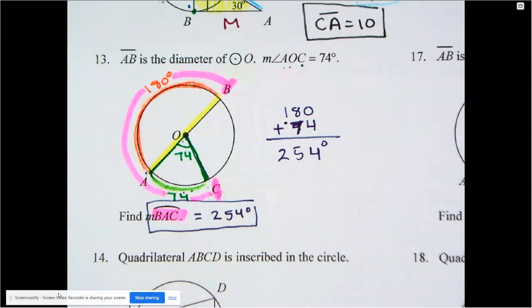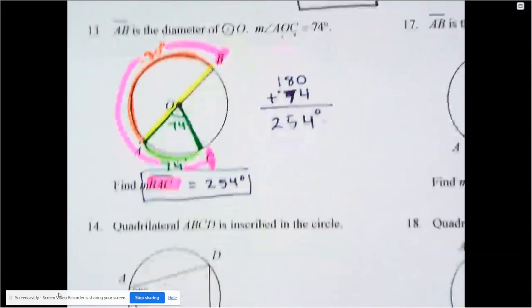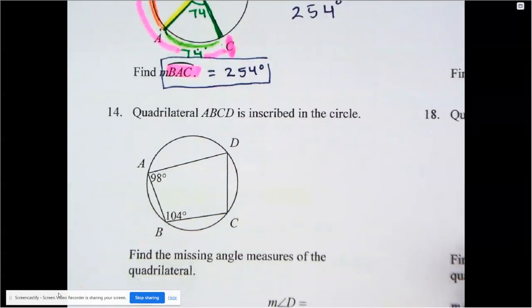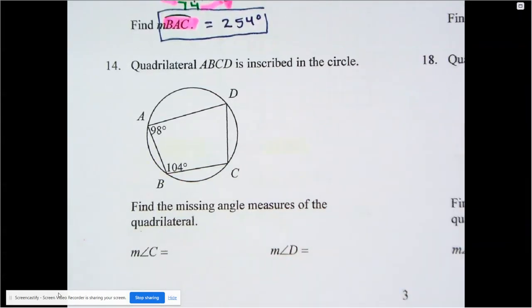Which brings us to the last problem of the day. Like we said, it was going to be a quick little lesson here, or review, really. Remember, all of these are on the test. That's why you need to make sure you're attacking these on your own and trying them out on your own to test your skills. So it says, quadrilateral ABCD is inscribed in the circle.